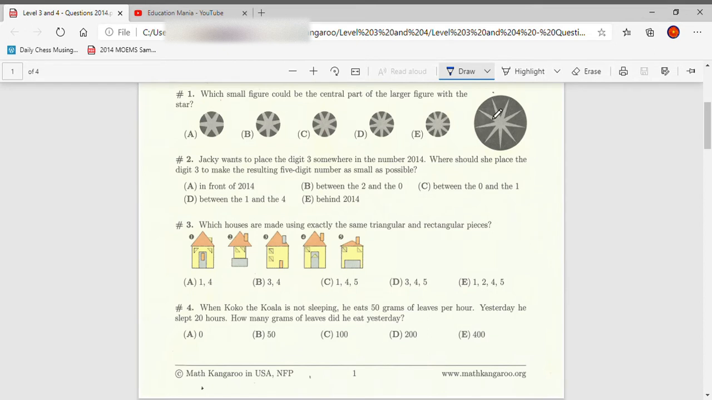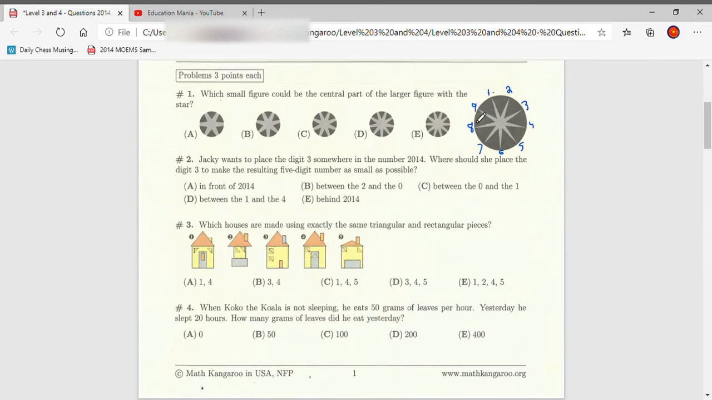So let's count how many of these star branches are there. 1, 2, 3, 4, 5, 6, 7, 8, 9. So there's 9. Now we count and see which one also has 9. So 1, 2, 3, 4, 5, 6. So this one has 6.